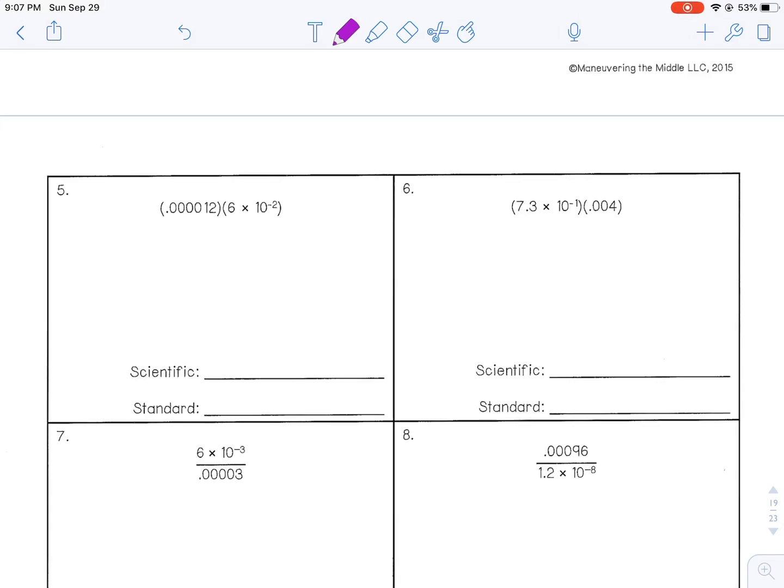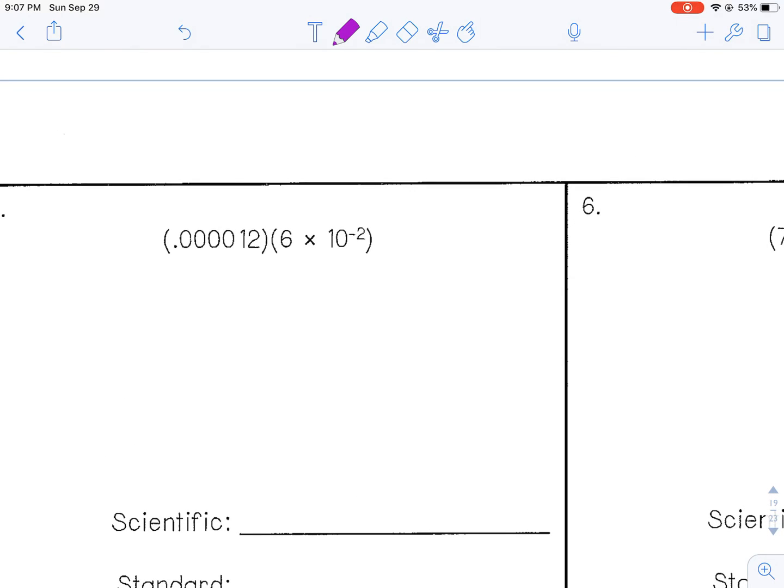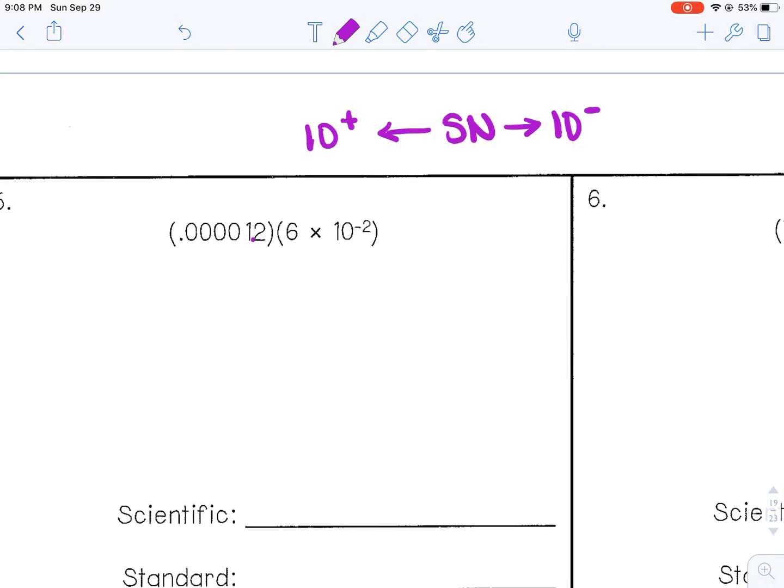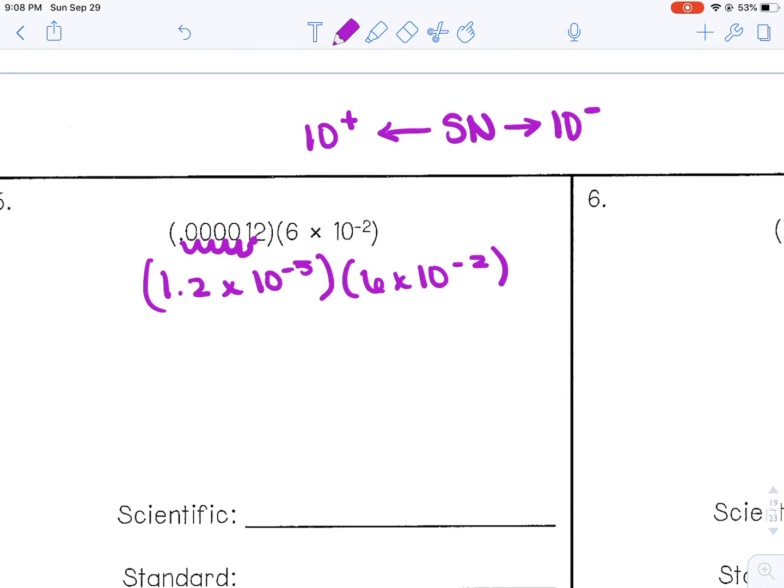Okay, on the back side, we're doing the same thing, except they have some that are in standard form, they have some that are in scientific notation, and we need to get them all in scientific notation. So again, if I move the decimal to the right, it's going to be to the negative power that many times. If I move it to the left, it's going to be to the positive power that many times. So I need my decimal point to be here. I'm going to move it to the right 1, 2, 3, 4, 5 times. So 1.2 times 10 to the negative 5th power, 6 times 10 to the negative 2nd power.